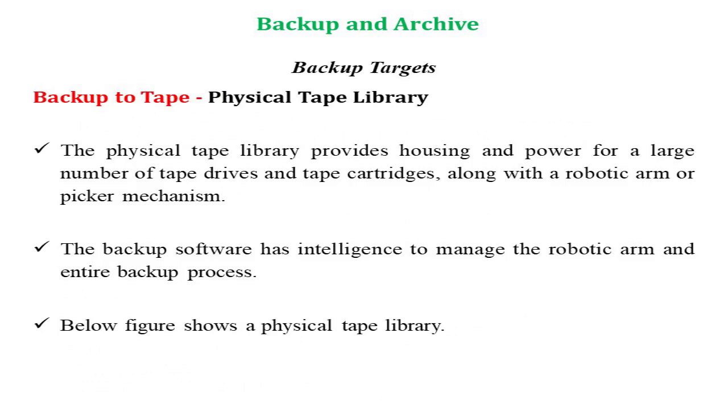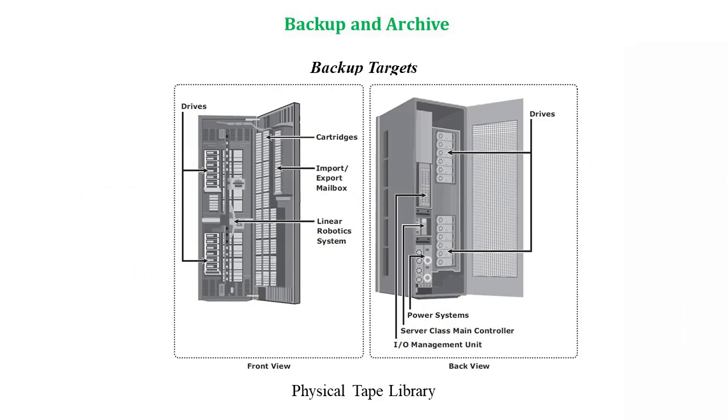Backup to tape, physical tape library. The physical tape library provides housing and power for a large number of tape drives and tape cartridges, along with a robotic arm or picker mechanism. The backup software has intelligence to manage the robotic arm and the entire backup process. We have a figure to represent this physical tape library, which contains drives, cartridges, import-export mailbox, and a linear robotic system.